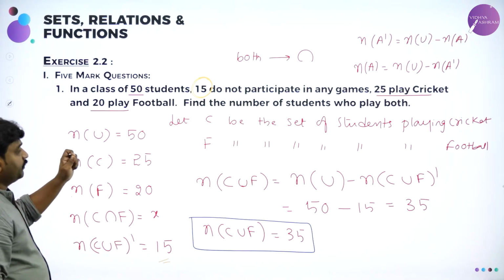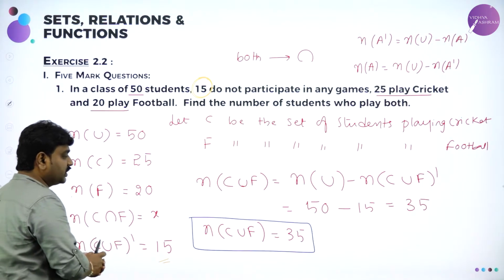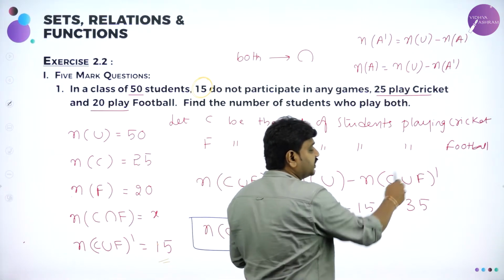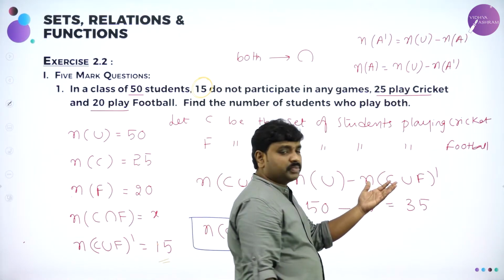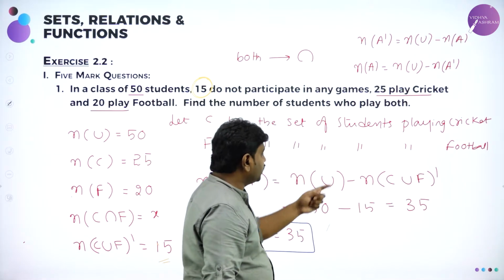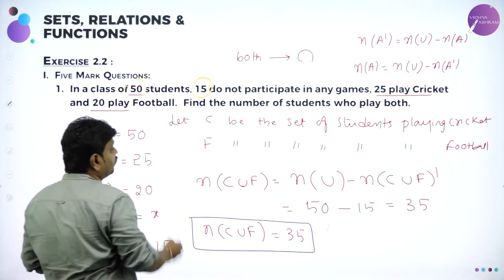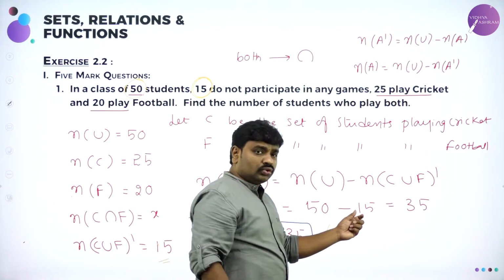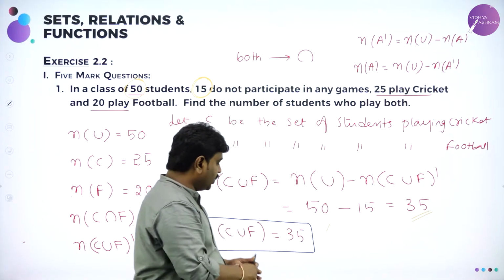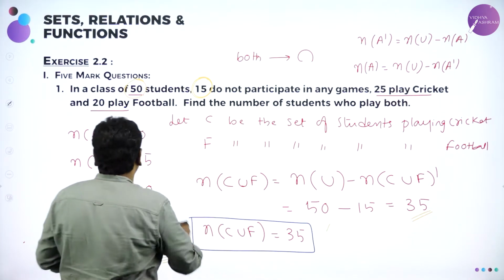So if you know (C union F) the whole dash, how do you find C union F? C union F is the universal set minus (C union F) dash. Who do not participate in both means (C union F) the whole dash. From the universal set, the total number of students they give is 50. From 50 remove those who do not play, we will get 35. This is the union. The union is not given, so we had to find it, and we got it. What is n of C union F? 35.